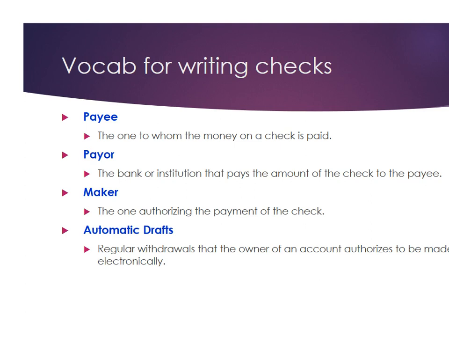Okay, some vocabulary to know. The payee is the one whom the money on a check is paid to. Payor is who's paying the money, so the bank or the institution where the money is coming from. The maker is the person that's authorizing the payment of the check. Automatic drafts are just regular withdrawals that the owner of the account authorizes to be made electronically.